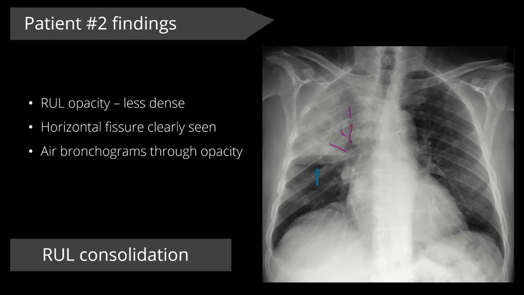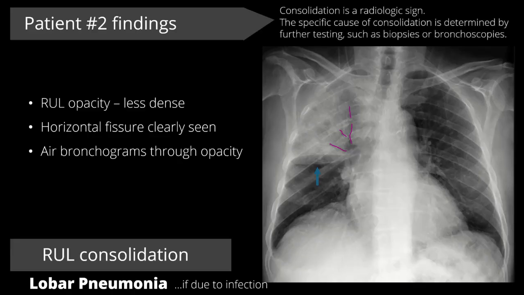It just has something denser than air in the interstitial areas and air spaces, such as infection or blood. This can be diagnosed as lobar pneumonia if there are also signs of infection. Note that the term consolidation is a radiologic sign referencing such an opacity as we see here. To determine the actual cause of consolidation and therefore to make a diagnosis, further testing and evaluation must be made.